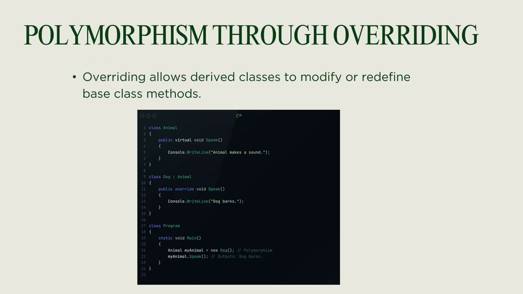Method overriding brings polymorphism into play. In C# we use the virtual keyword in the base class and override in the derived class to redefine behavior. Take a look at this example. Animal has a Speak method that outputs a generic sound. Notice how we are treating an instance of Dog as if it's an Animal, and yet it speaks like a Dog. This is polymorphism in action.